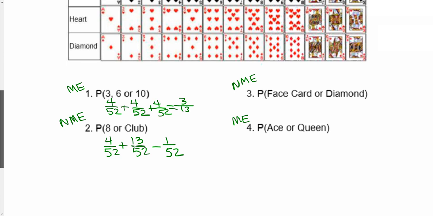So what's that one? What is it? 4 out of 13. Yeah. 4 out of 13. Okay, the next one.